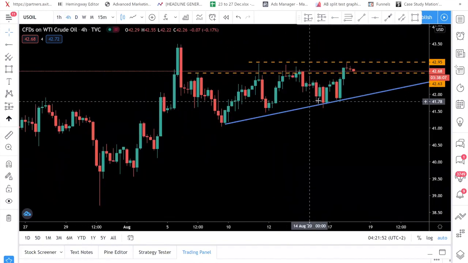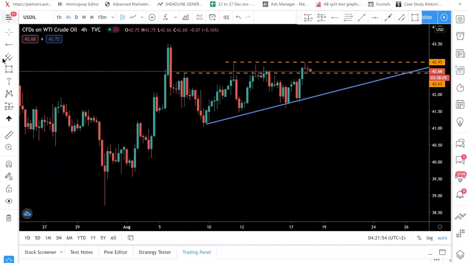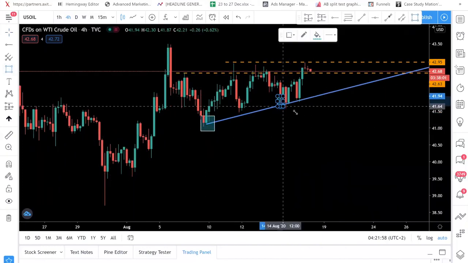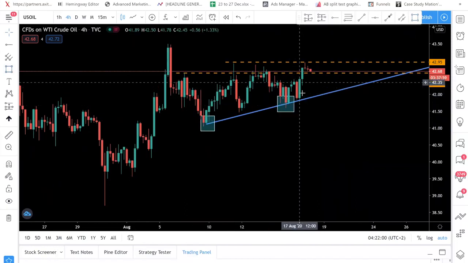So if you go into the H4 and connect this swing low with this swing low over here, you can see that this was a very nice engulfing pattern.